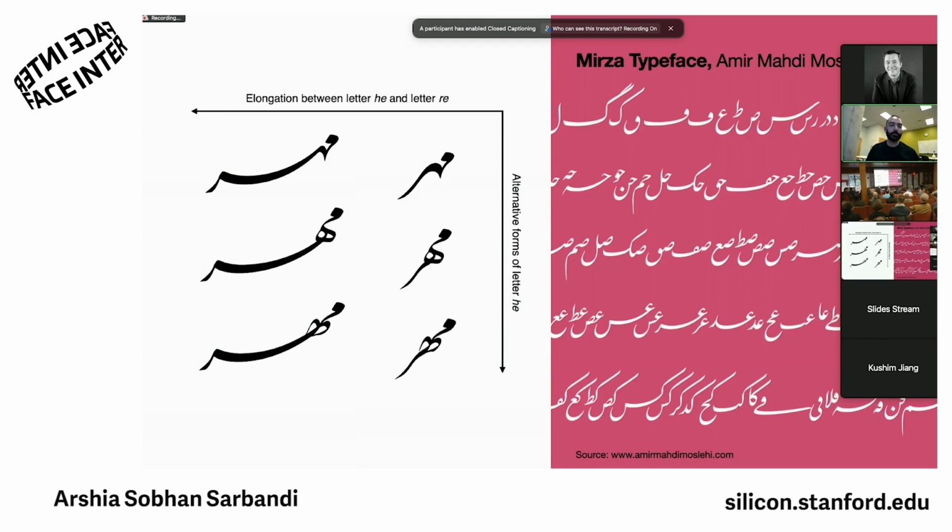For this, I used Mirza typeface by the amazing Iranian type designer Atilla Mostaghi, whose work was actually mentioned earlier this morning. Using the available elongations and alternative letter forms in the typeface, I created all possible permutations of fully connected letter combinations with up to 4 letters in each data sample. An example of a 3-letter combination can be seen here on the left, with 3 different forms for the second letter and a possible elongation between the second and the third letters, resulting in 6 permutations overall.